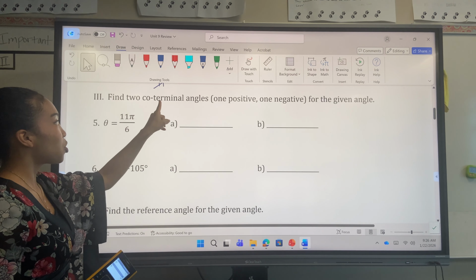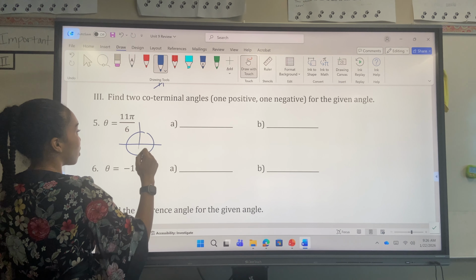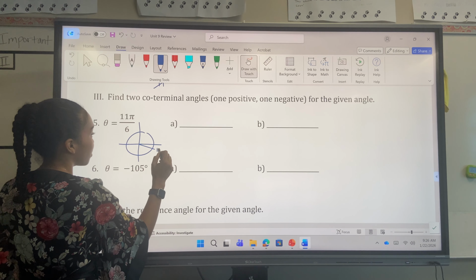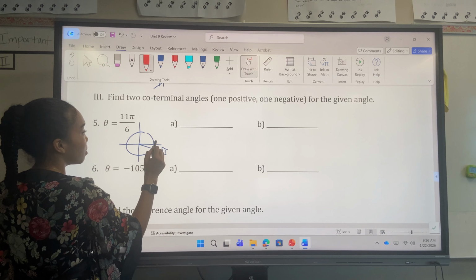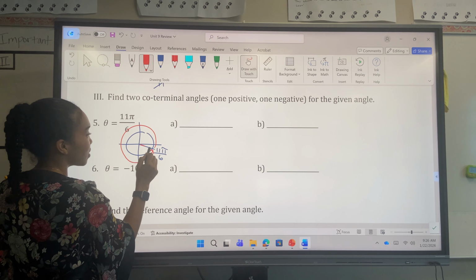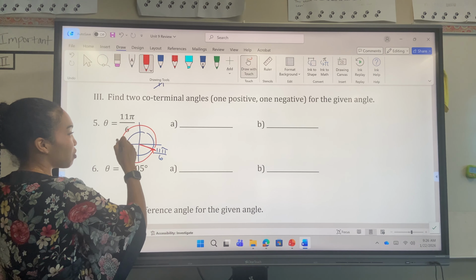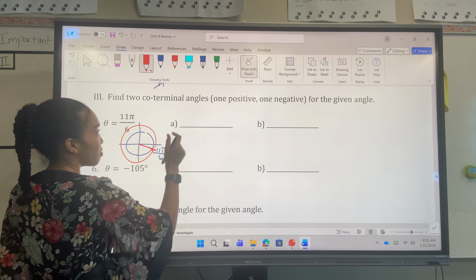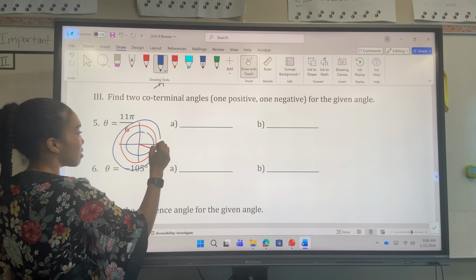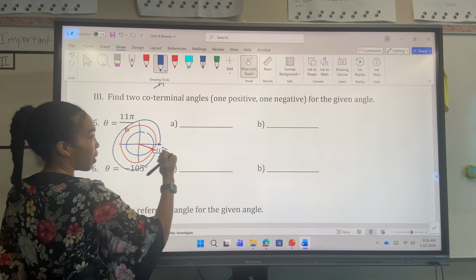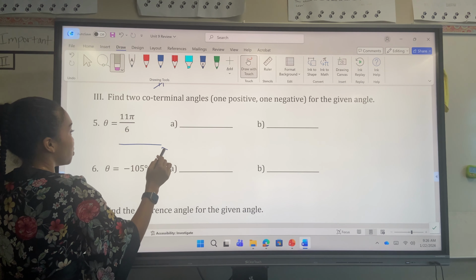Now we're going to find two coterminal angles, one positive and one negative. So for example, 11 pi over 6 is right here. If I want a coterminal angle, that means I'm going to do a complete lap and end up at the same location, the same degree. So if I add a full circle, that will give me the positive coterminal angle. And then if I go the other direction, subtract a circle, I'll end up in the same spot and it'll be a negative. So that's what we're going to do.